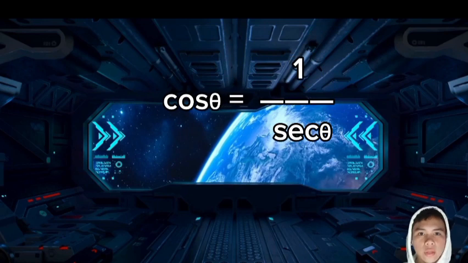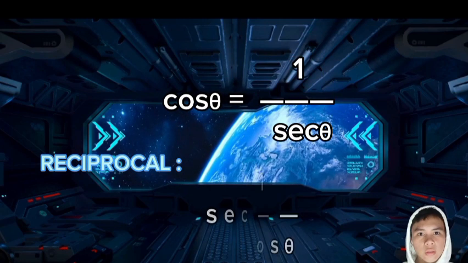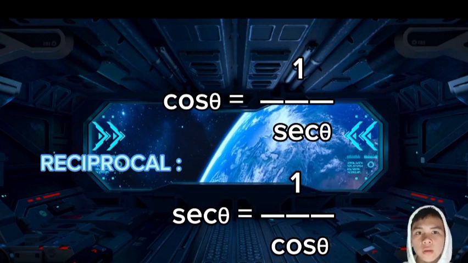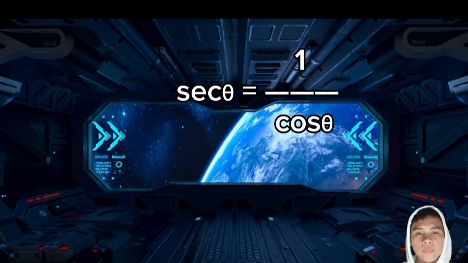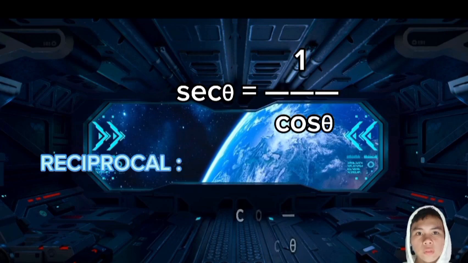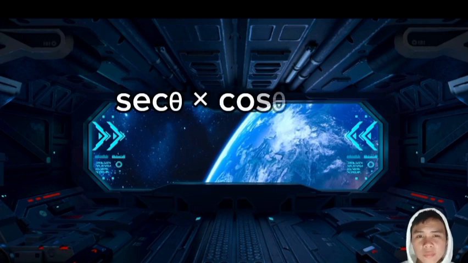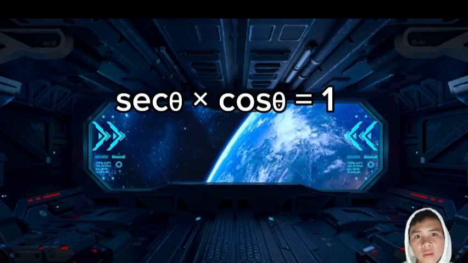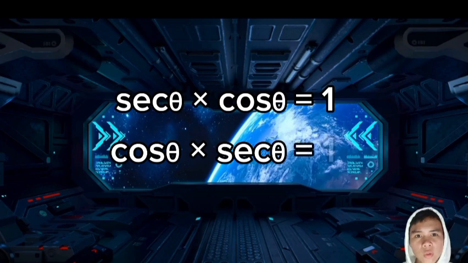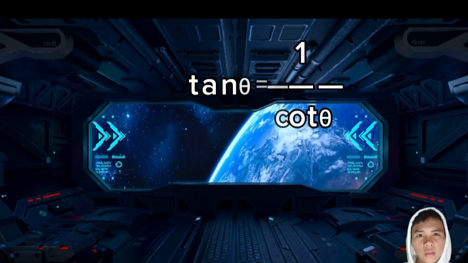1 over cosine theta equals secant theta. The reciprocal of secant theta is 1 over cosine theta. 1 over secant theta equals cosine theta. The reciprocal of cosine theta is 1 over secant theta. If we multiply secant theta times cosine theta, that is equal to 1. Cosine theta times secant theta equals 1.